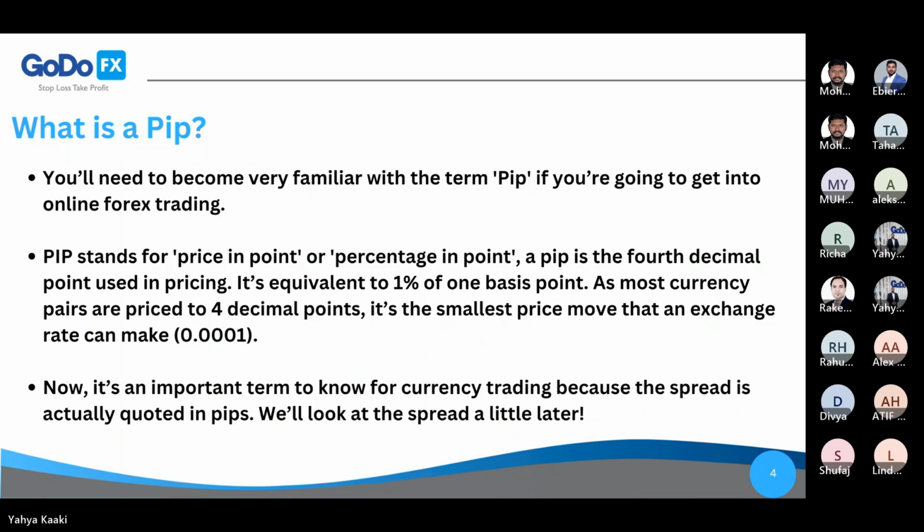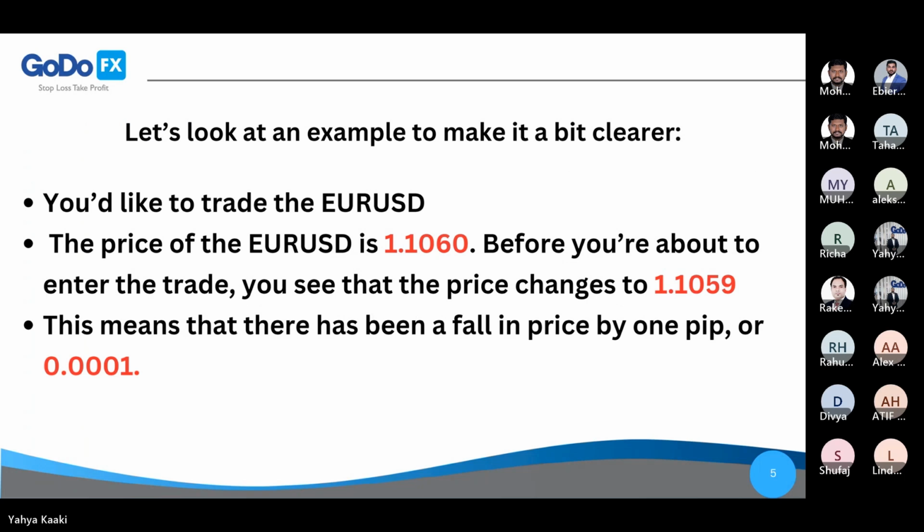Why? Because as we can see, from the decimal point after the 1, if we count 1, 2, 3, 4, okay, this is a 0. Now, we take the 2 numbers because, of course, if here it was bigger than 0, we take this number. Now, we move into this number. We move 1, 2, 3, 4. It's going to be 1.1059. So this decrease from 60 to 59 is 1. So in other words, it's 0.0001. So it decreased by 1 pip.